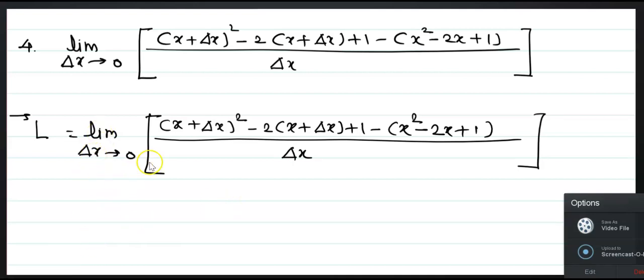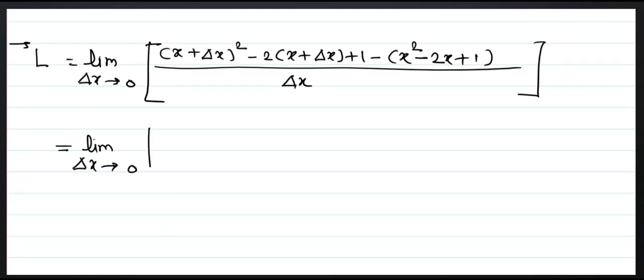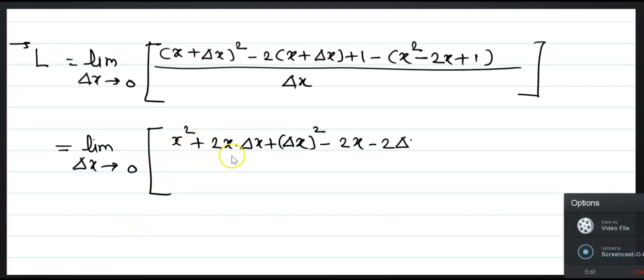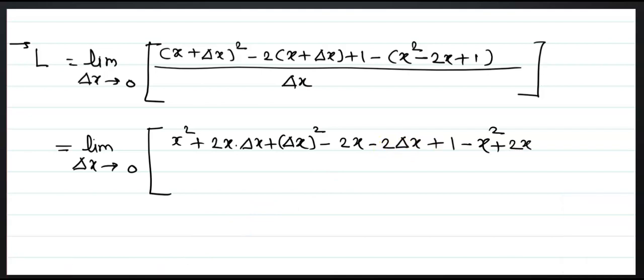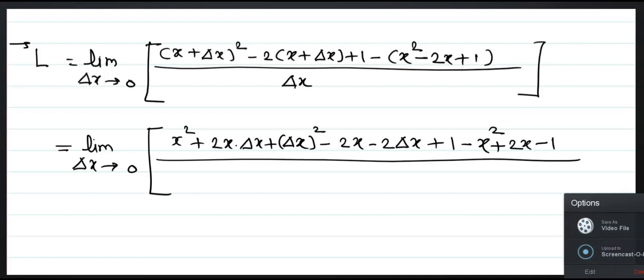That is, limit delta x tends to 0, x plus delta x bracket square minus 2 in bracket x plus delta x plus 1 minus x square minus 2x plus 1 upon delta x. Therefore, the expansion is x plus delta x. First expansion: x square plus 2x into delta x plus delta x bracket square minus 2x minus 2 into delta x plus 1, therefore, upon delta x.